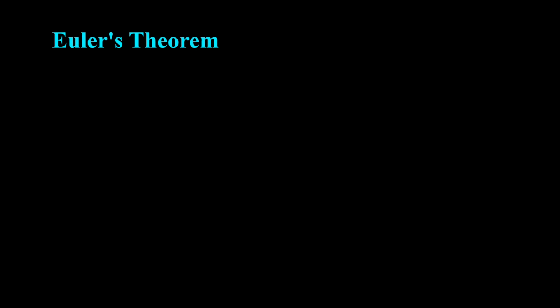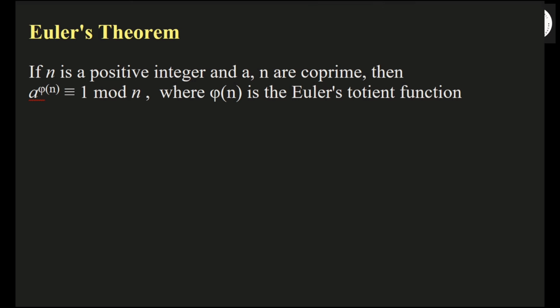Welcome to the lecture. In today's class, we'll discuss Euler's theorem. Now, Euler's theorem. What is the statement? If n is a positive integer and a and n are co-primes, then a raised to phi of n is congruent to 1 mod n, where phi of n is Euler's totient function. Okay. Already you have come to know what Euler's totient function is.